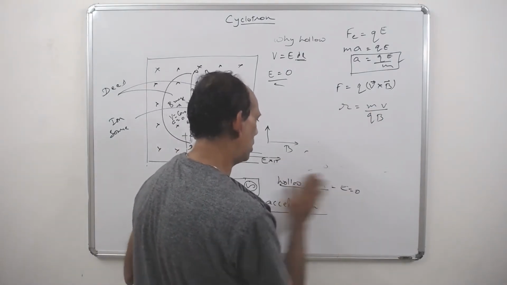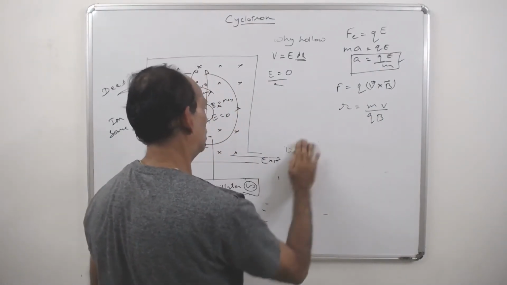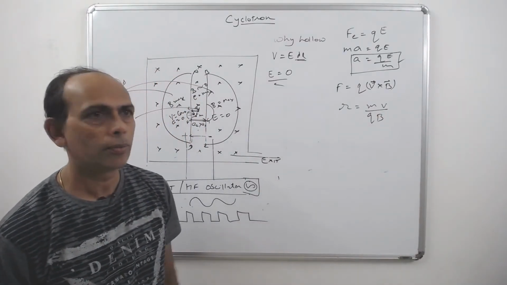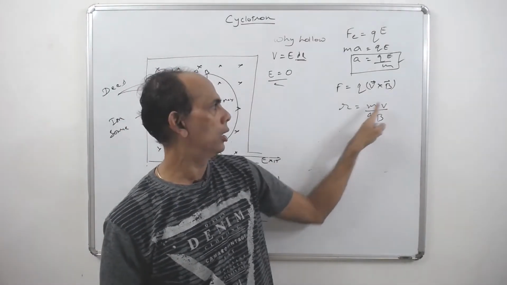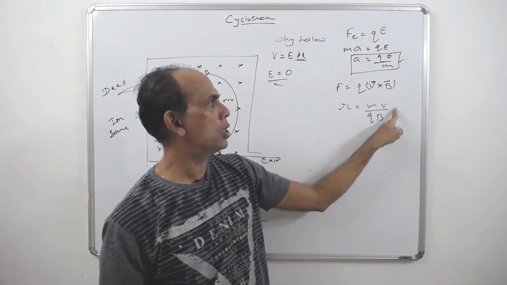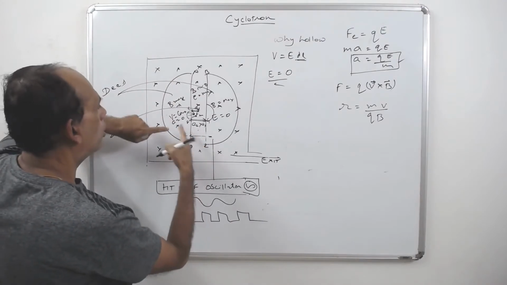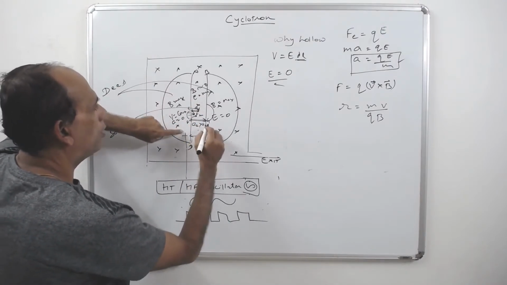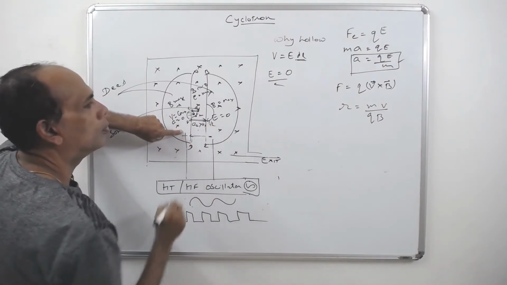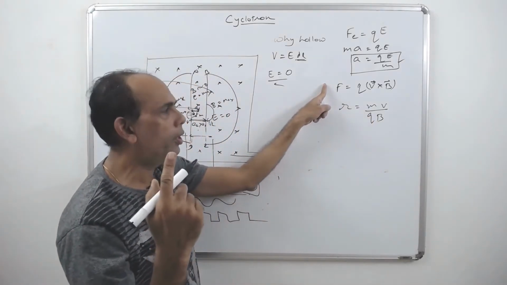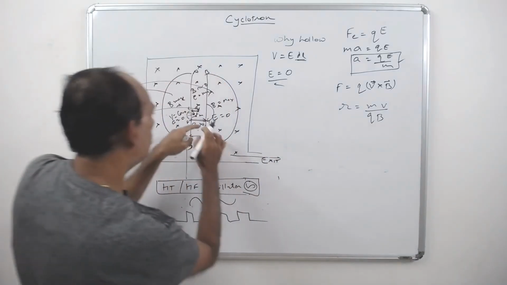So this radius depends on the velocity. If your velocity is high, your radius is high. If your velocity is low, the radius is low. So here the velocity v1 was here. Now it has become v2. At this point it is v2. So obviously this radius is bigger than the previous radius. Got my point? So now it takes a bigger radius.